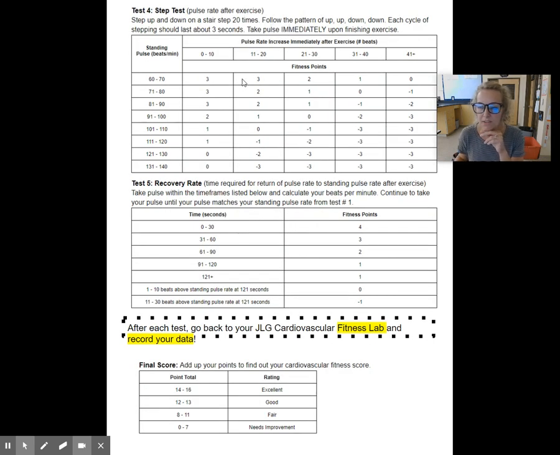Then you're going to do the same thing for your step test. You're going to step up and down a stair 20 times, or you can just hop, then take your pulse immediately after the exercise. And then finally, your recovery rate, the time it takes you to return to your standing pulse within the time frames listed below. So you're looking to see what was your resting pulse and how many seconds it takes for you to return back to that pulse.